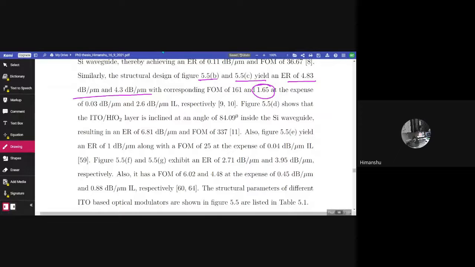Figure 5.5d shows the ITO-HfO2 layer Himanshu, is inclined. Yes, sir. This FOM of the second one looks a little bit abnormal. Please check it. Is it really 1.65? Because this is the FOM for reference 10. Okay, sir, I will. Because one is 161 and another one is only 1.65. It may be 165. So please check it. Okay, we can check it from the table itself because from there we can calculate. Okay, I will check it.